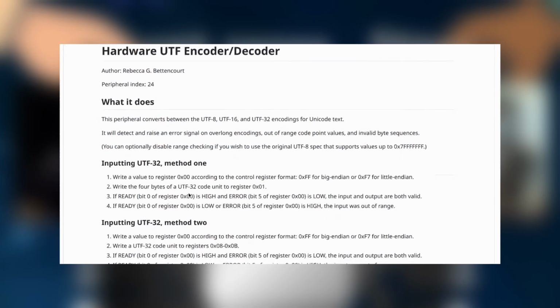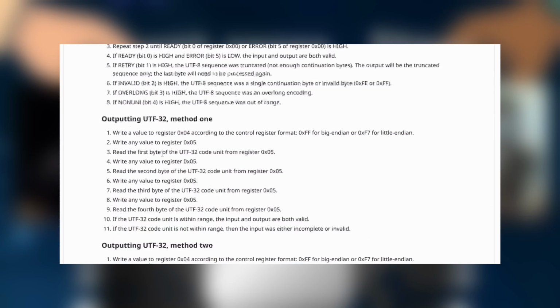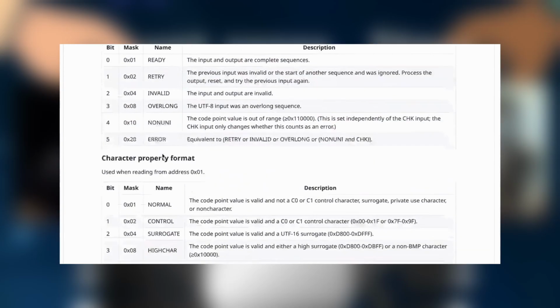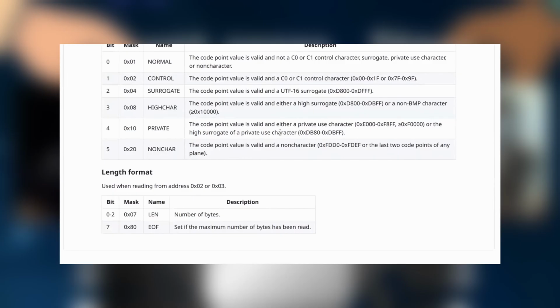Okay, so second place is the hardware UTF encoder and decoder by Rebecca. So another win for Rebecca there. This is a very interesting project that can convert between the different UTF encodings in hardware. Very nicely documented and also very well tested again as well. So great job, Rebecca. Congratulations again for another win.